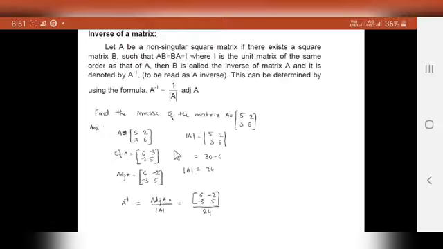A inverse equals adjoint of A divided by determinant of A. That is, the adjoint of the matrix divided by the determinant of the matrix, that is 24. Similarly, we'll find the inverse of a matrix of order 3 by 3. Here they ask to find.